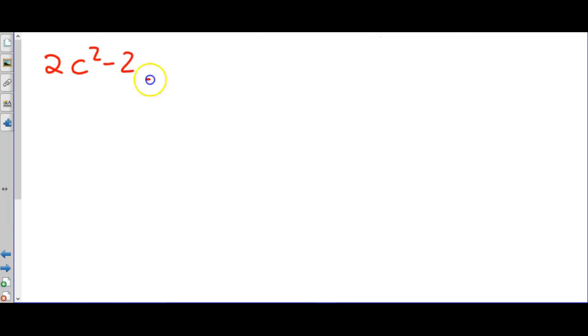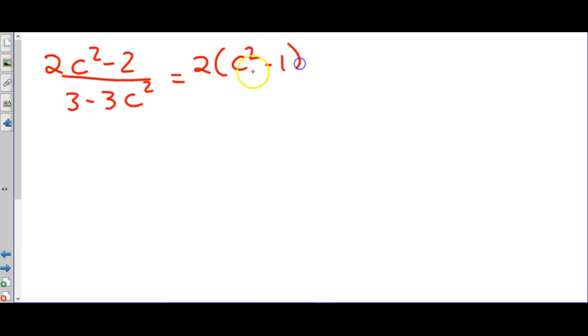So last factoring problem, 2c squared minus 2 over 3 minus 3c squared. So what divides into both 2c squared and into 2? Well, that's 2. 2c squared divided by 2 is c squared. Negative 2 divided by 2 is negative 1. And then on the bottom, they both divide by 3. 3 divided by 3 is 1, and negative 3c squared divided by 3 is negative c squared.